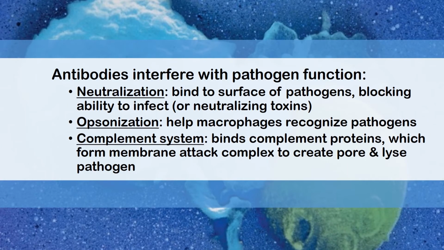The first of these is neutralization. Neutralization is binding to a surface of the pathogen, which prevents its ability to further the infection. The second main thing that these antibodies will do is opsonization. Opsonization will act as a tag that will help other macrophages in recognizing the pathogens.